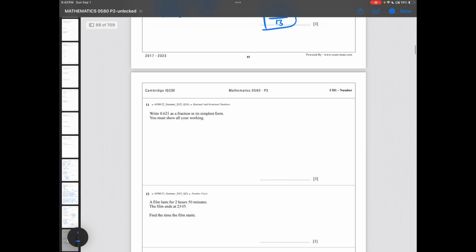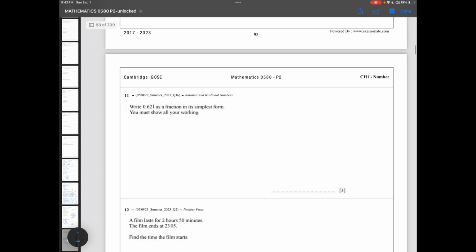Question number 11 says write 0.621 recurring as a fraction in its simplest form. You must show all your working. So you can see the dots above 2 and 1. It means it's a recurring decimal. So let me write this decimal first. It means 2 and 1 are the recurring decimals.